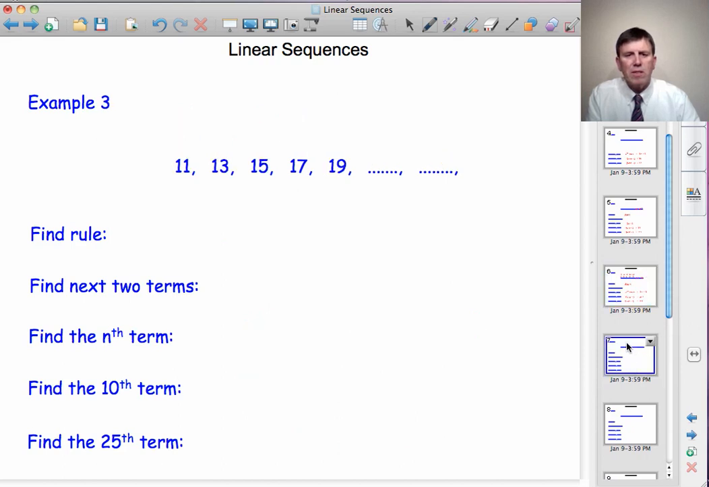11, 13, 15, 17, 19. Find the rule. Well, we can see very easily we're just adding 2 each time. Let's find the next two terms. 19 plus 2 is 21. 21 plus 2 is 23. Now comes the bit of maths. Finding the nth term.